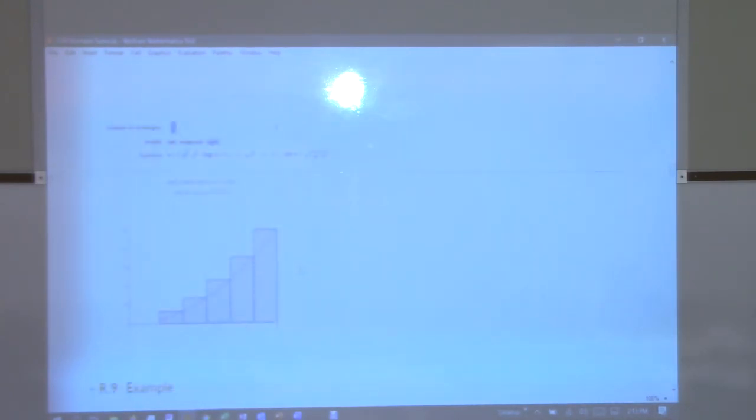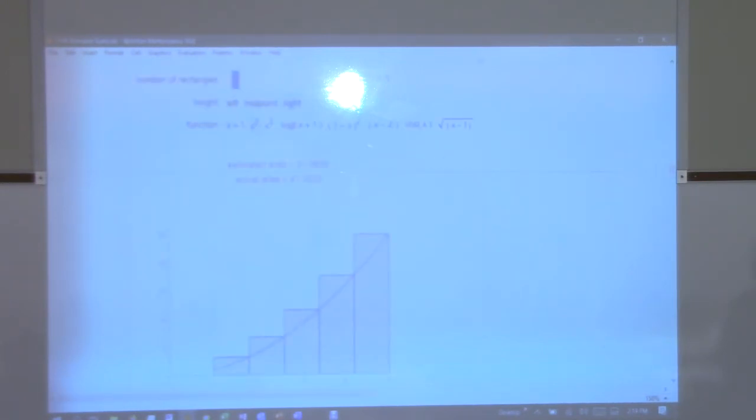So here's the idea again. Right now I'm trying to estimate the area underneath this blue curve. So what I'm going to do is right now I'm going to put 1, 2, 3, 4, 5 rectangles in there. All right? I'm going to make this a little bigger.